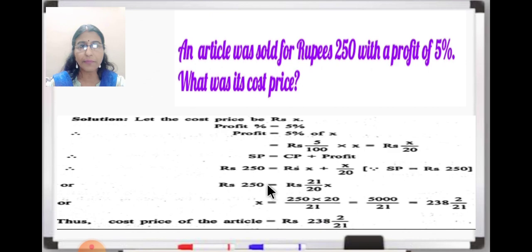We will cross multiply. 250 into 20 will be in the numerator, and this will come in the denominator. So now when you solve this, when you multiply this, you will get 5000 upon 21. And then what you will do? You will divide it. On dividing, you will get 238 and 2 upon 21. You can bring it in decimal form also, or you can write it in this form also. So the cost price of the article is equal to rupees 238 2 upon 21.